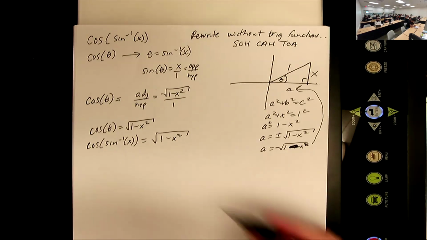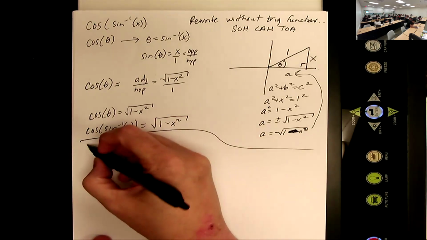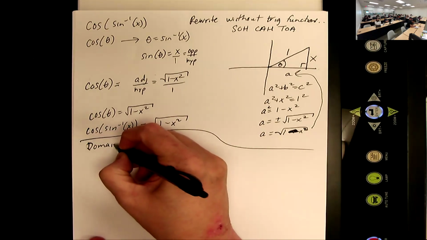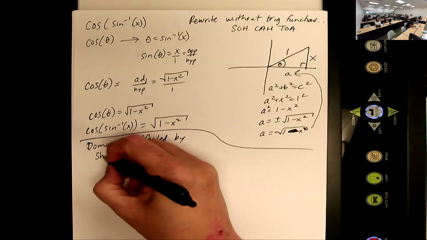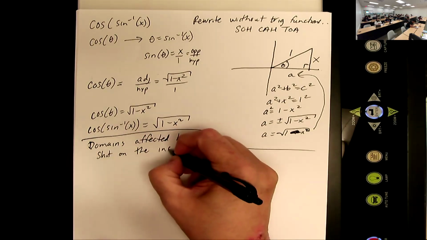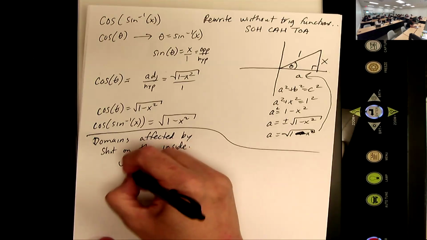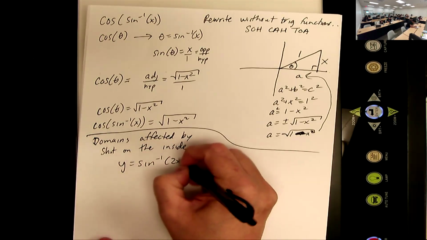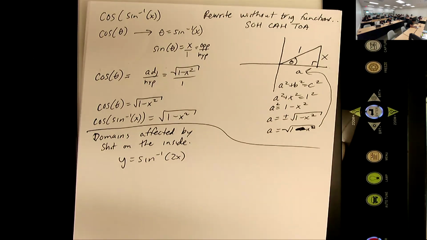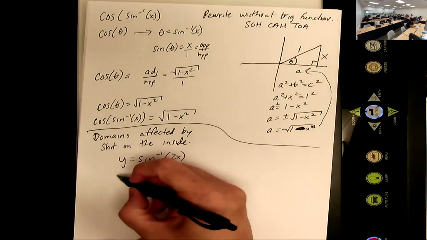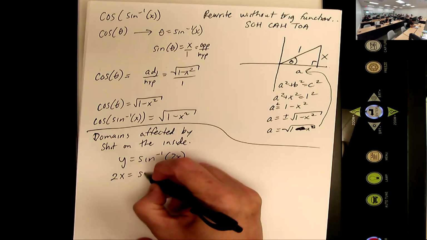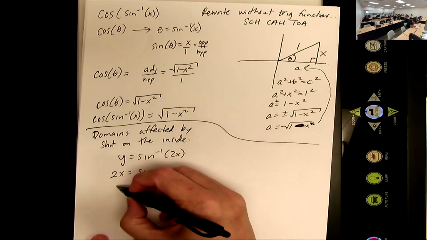Okay. Something else to be aware of: how domains are affected by what's on the inside. Let's say y equals sine inverse of 2x. So this is like 2x equals sine of y. And x equals 1/2 sine of y.